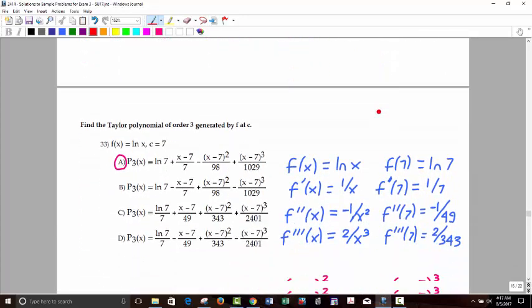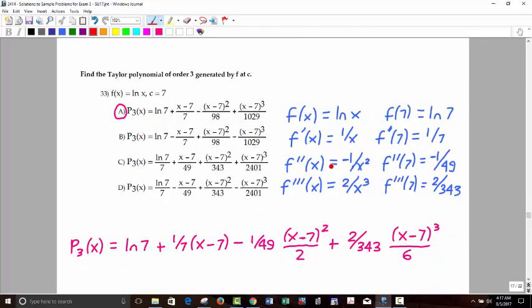Here's another one, natural log. Take 3 derivatives: 1 over x, which is basically x to the negative 1. I wouldn't do a quotient rule. You'll get negative 1 over x squared, and you'll get 2 over x cubed. Put in 7 in all those. So you see those all go in front.